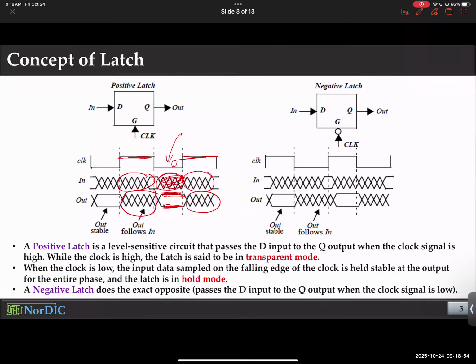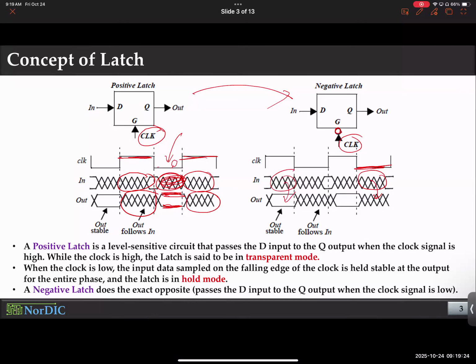Now, there are two kinds that we can make. One type that responds to the high or activated mode of the clock, and the other one is exactly the opposite. That's why there is a circle at the clock terminal, because it is basically responding to the opposite version of the clock. So whenever the clock is inactive or zero, that's when the input goes to the output. All right, so that was the big message.